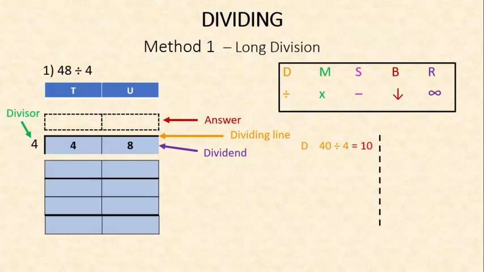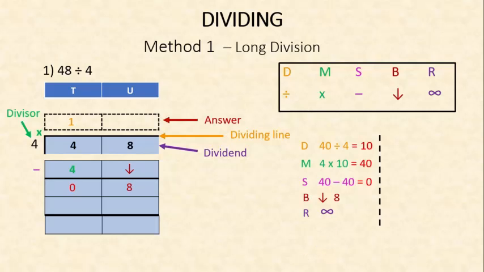First step, divide. 40 divided by 4 equals 10. Place our answer 1 in the tens column. We will now multiply 4 times 10. So we're going to times the 4 by the answer that we got, 10. And our answer goes underneath. Subtract. 40 minus 40 equals 0, and we place our answer underneath. Bring down. We bring down our units, 8.